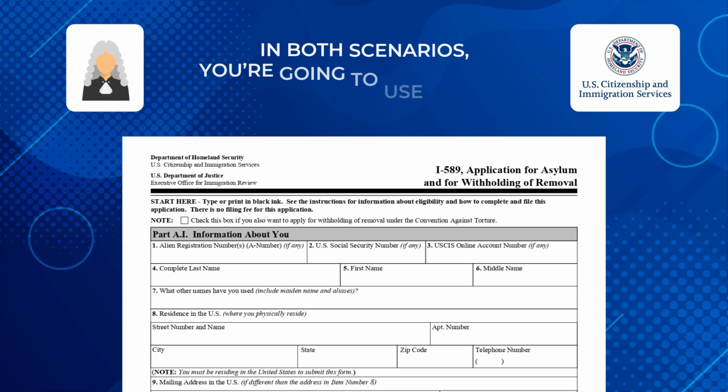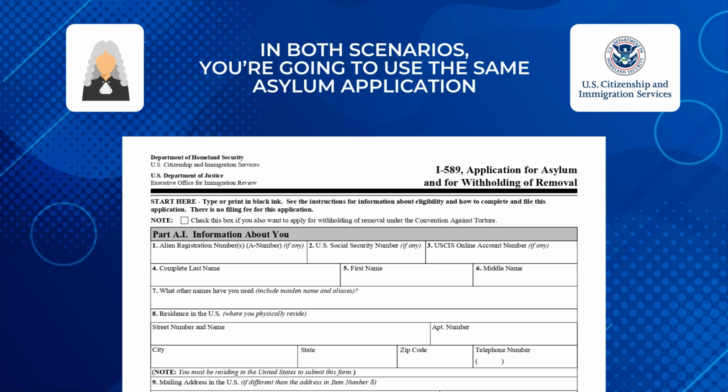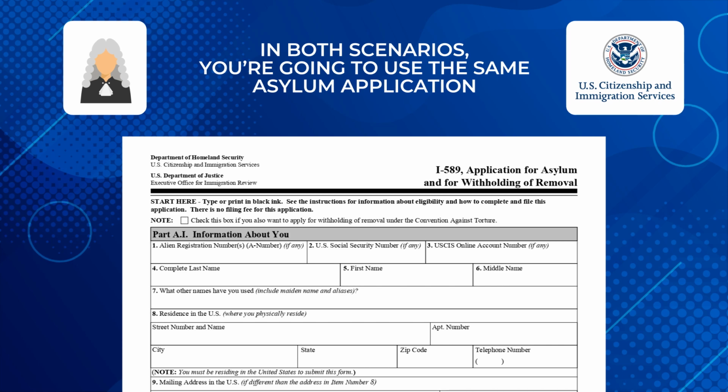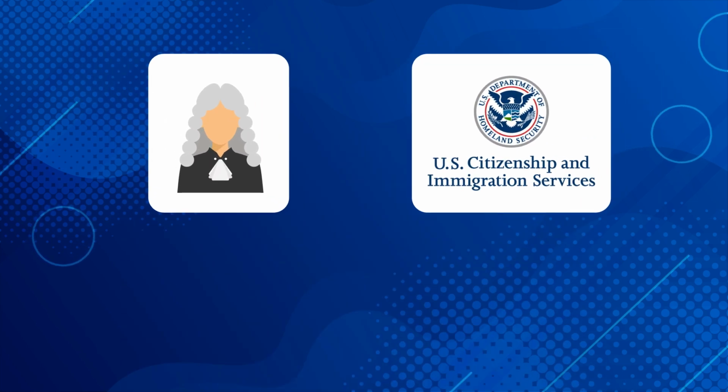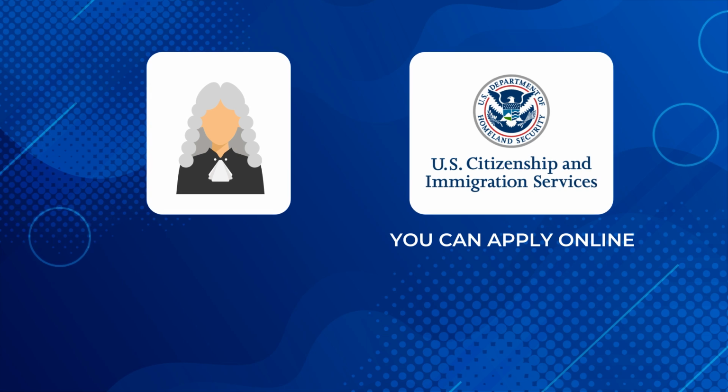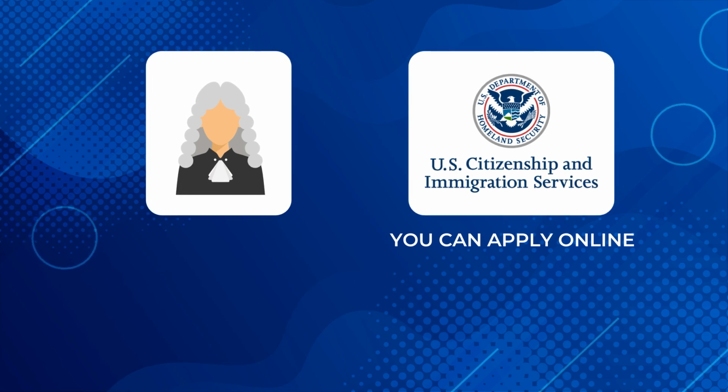Now, you're going to use the same asylum application form whether you're applying with USCIS or in immigration court. How you actually go about applying will differ depending on which of those tracks you're on. For example, most people who are going to apply with USCIS can actually apply online through the agency's web portal. With immigration court, at least at the time I'm making this training, there's no web-based application.